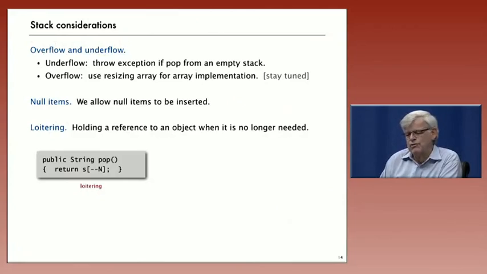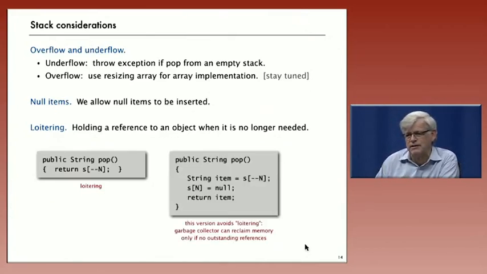There's another issue about whether clients can insert null items into the data structure. In this case, we do allow the client to insert null items, but we do have to worry about, in Java, a problem called loitering, and that is the idea that we have references to an object in our stack array when we're not really using it. So when we decrement the index, there's still a pointer in that array to the thing that we took off the stack, even though we know we're not using it. The Java system doesn't know that.